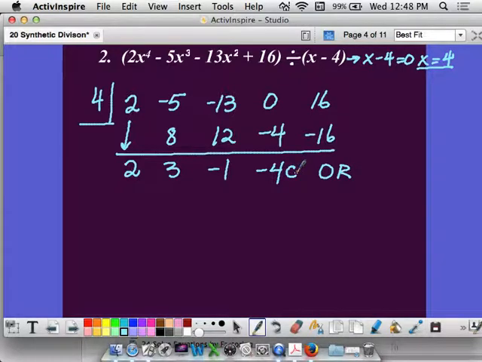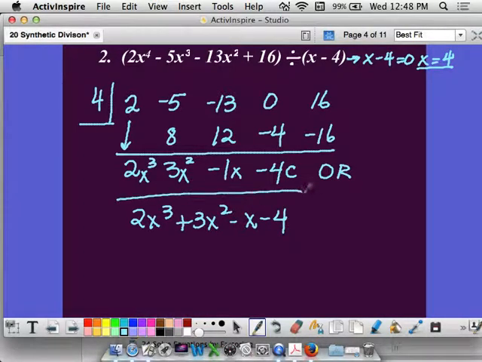My constant, x to the 1, x to the 2, x to the 3. So my answer is 2x cubed plus 3x squared minus x minus 4. This polynomial is my answer. I can plug 4 back up into the original, and when I get that final answer, it will be 0.